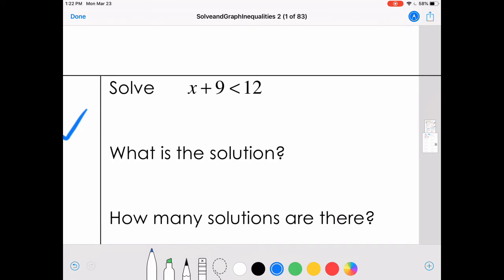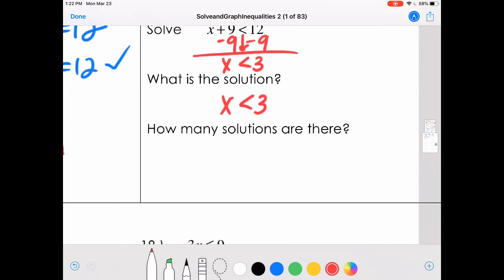On the right, we have the same thing, only instead of equal, we have a less than sign. But you want to solve the same way. You just want to bring the inequality sign down. So our solution is x is less than 3.